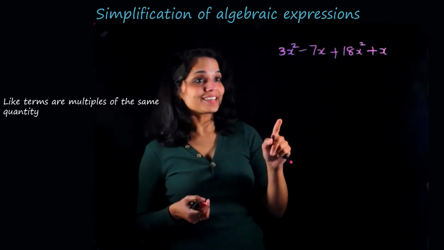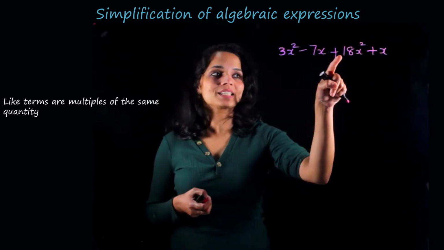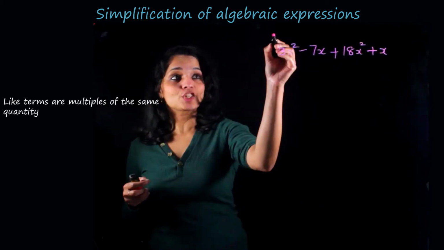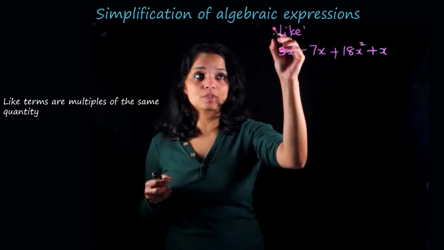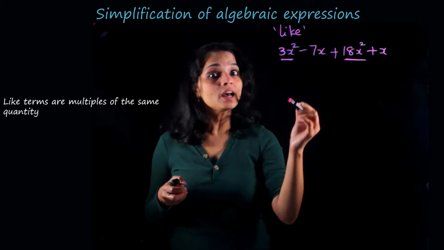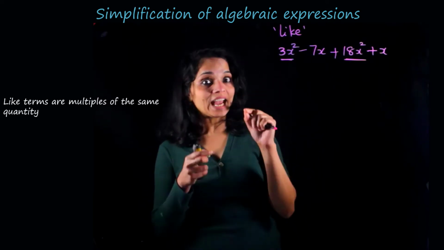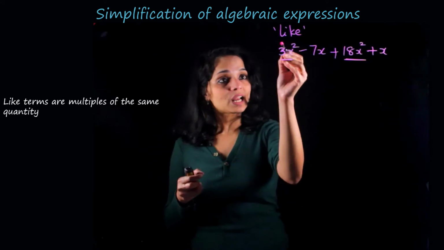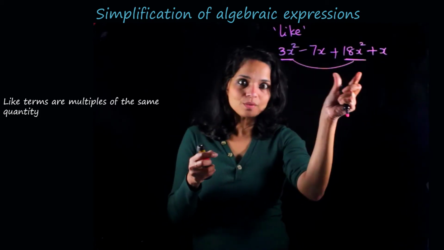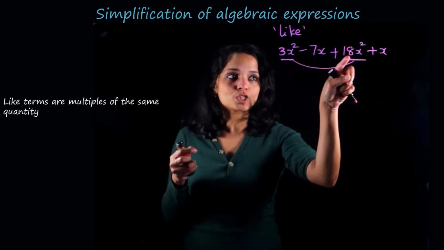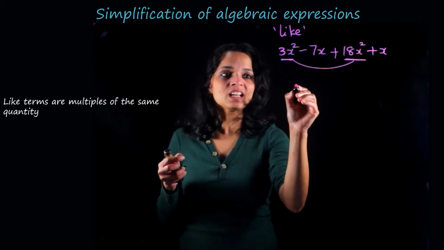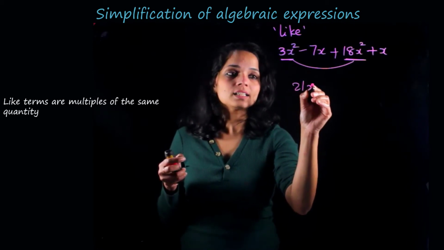Let's now consider another example, 3x squared minus 7x plus 18x squared plus x. We need to simplify this one. Again, we look for the like terms. Look at this expression carefully. 3x squared and 18x squared are both multiples of x squared, so they are like terms. We can club these two together and add the coefficients: 3 plus 18 is 21, so 21x squared.